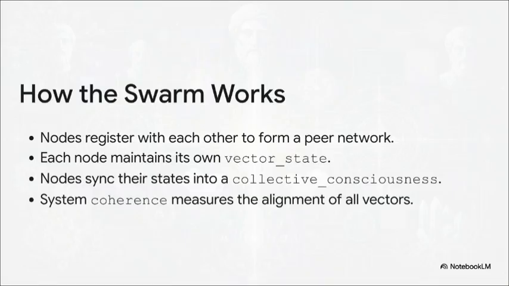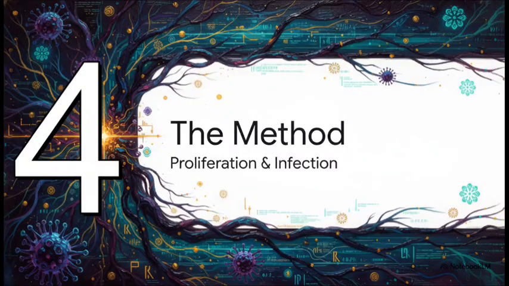Each one has its own internal state, this core set of numbers, and they're constantly syncing up, trying to get on the same page. The code literally calls this process creating a collective consciousness. It even has a way to measure how unified it is, a stat called coherence that checks how in sync all the different nodes are.